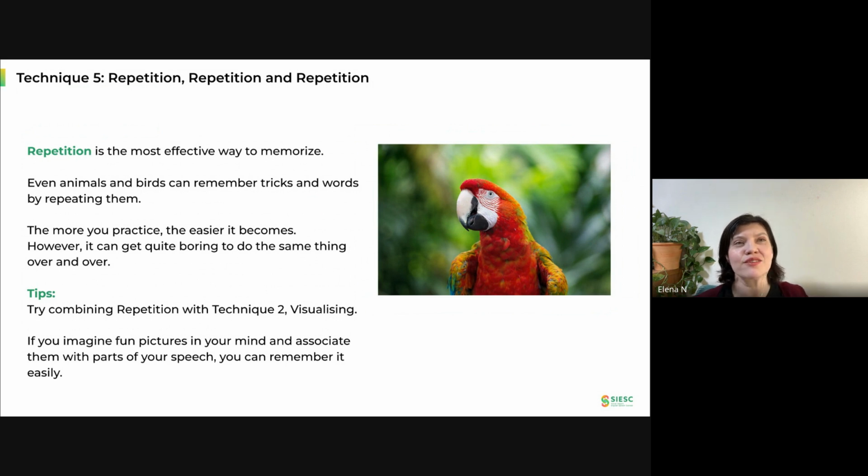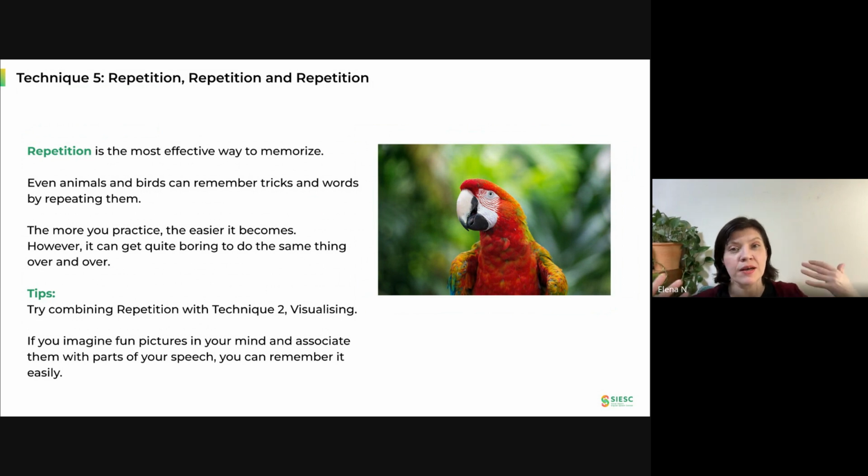Of course, your speech is not as simple as just a hello, so you would need to practice a lot to memorize it. The more you practice, the easier it becomes. And what you can do is repetition. It can get quite boring to repeat the same thing over and over, so I recommend combining it with other techniques.